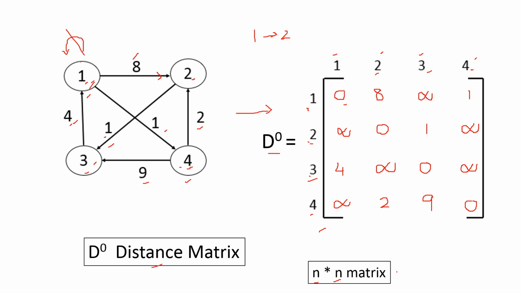See, we got the distance matrix D0 and the values are 0, 8, infinity, 1; infinity, 0, 1, infinity; 4, infinity, 0, infinity; infinity, 2, 9, 0. Hope this is clear. That is, from the graph you have created the first distance matrix. Okay.